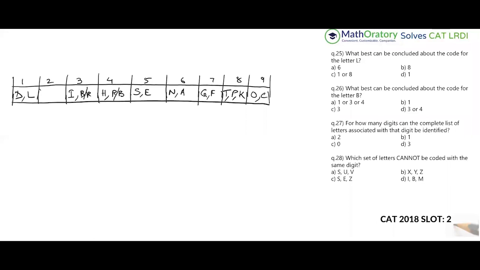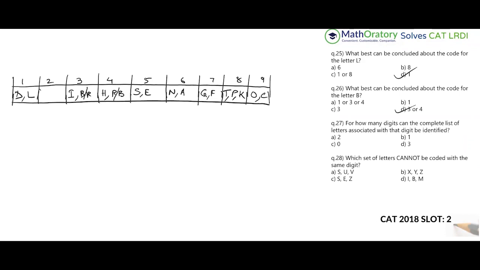Okay. So now let us try these questions. So I would just require this thing to figure it out. 25 is asking for what best can be concluded about the code for letter L. So L is definitely 1, right? So L is having a code of 1. So that is definite. What best can be concluded about the code for letter B? Now B has a couple of options. So B or R will switch between this 3 or 4. We cannot conclude that. So this is either 3 or 4.